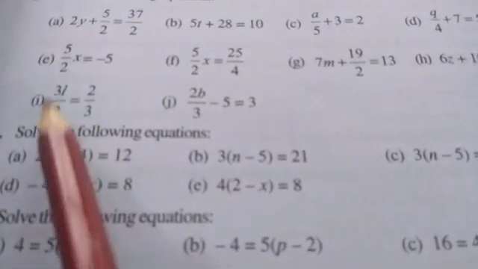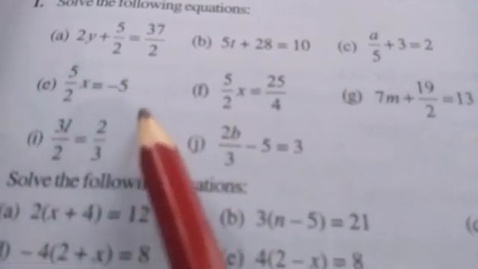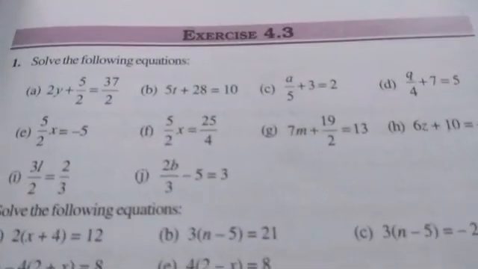By looking only I can tell the answer. Here also 2 into 5 and divide by 5. 5 will get cancelled. The answer is minus 2. So these questions are very simple, but you need to practice.